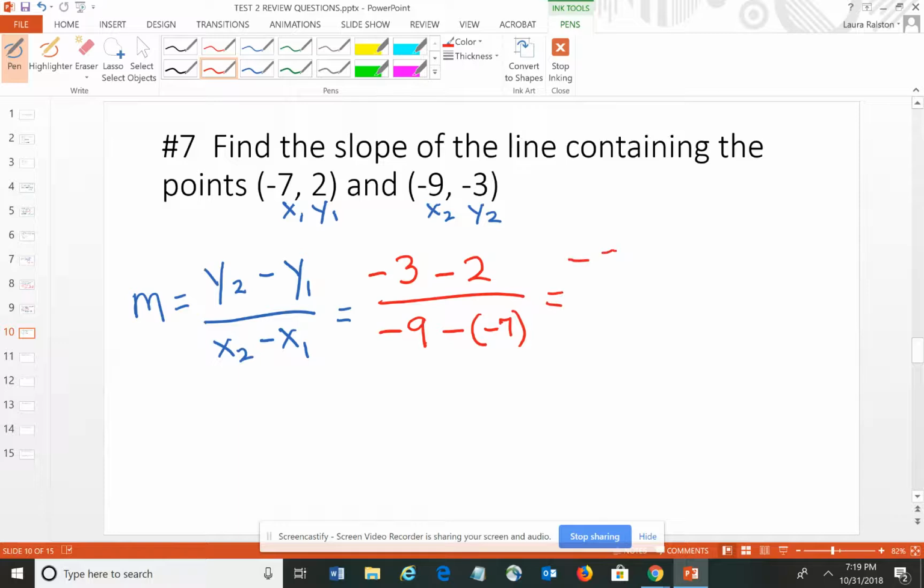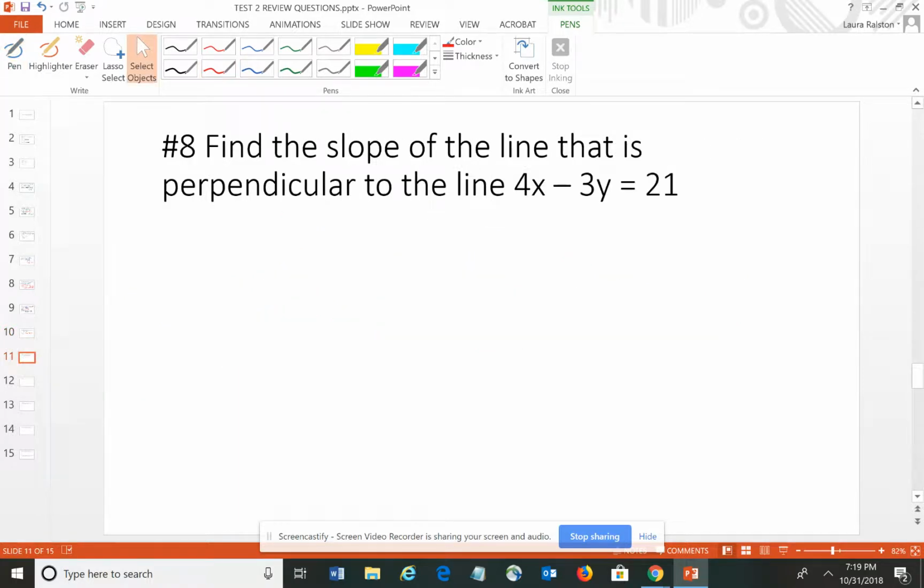So I have negative 5 over negative 9 plus 7 would be negative 2. So I have positive 5 over 2. Make sure you watch the signs. 2 positives make a positive, 2 negatives make a positive, excuse me. All right, number 11.